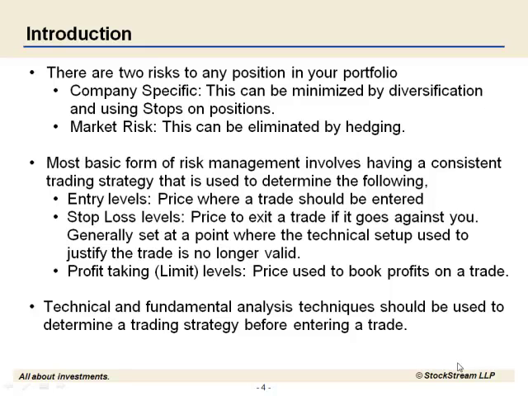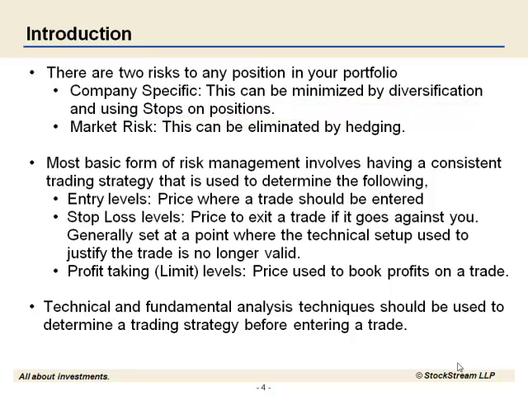There are two types of risks to any position in your portfolio: company-specific and market-specific. The company-specific risk, as the name suggests, is related to things that can go wrong with a specific position in your portfolio. For example, if you are holding the stock of a company that runs into corporate governance issues, your portfolio suffers due to company-specific risks. This type of risk can be minimized by diversifying your portfolio or using stops on individual positions.